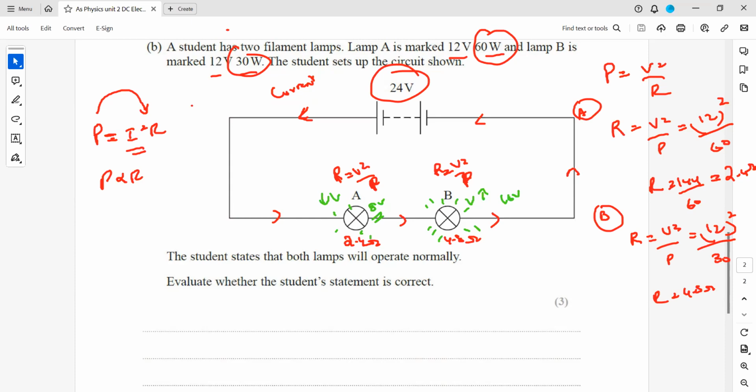Why did we not use the formula P is equal to VI? Because we don't know the value of the current and we don't know the value of the voltage.